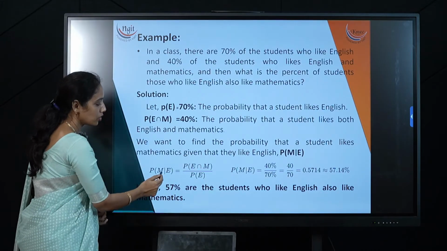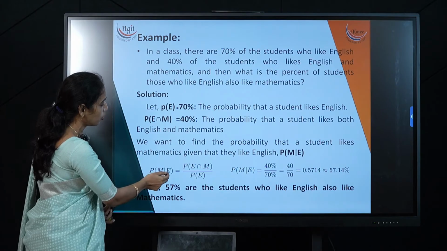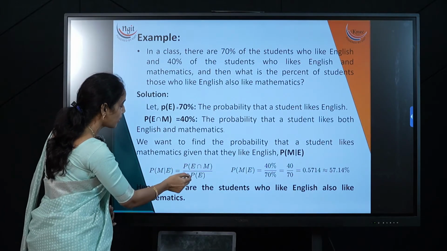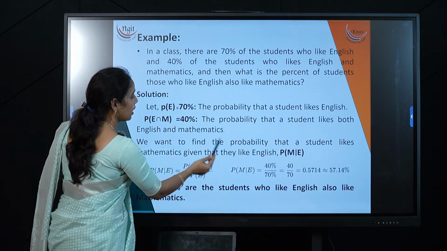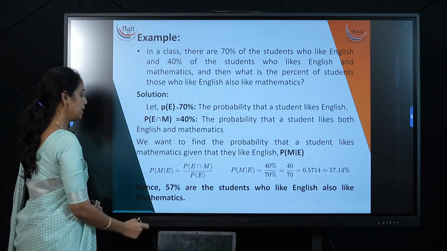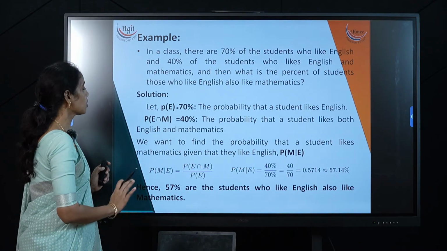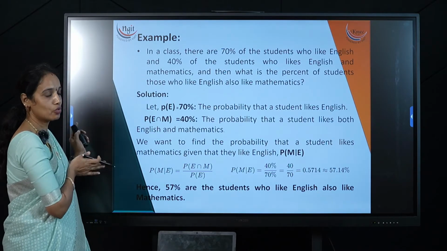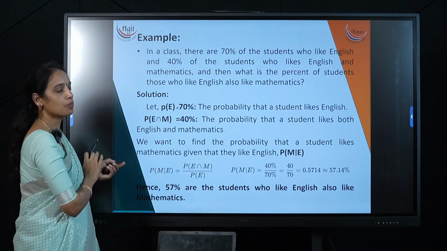So, the formula we already know from the conditional probability. The probability of M given E is equal to probability of E and M divided by probability of E. So, we know already 40% divided by 70%, which is 57.14. So, that means 57% of the students who like English also like mathematics. In this way, with the help of conditional probability, we are going to get certain knowledge of the particular problem.